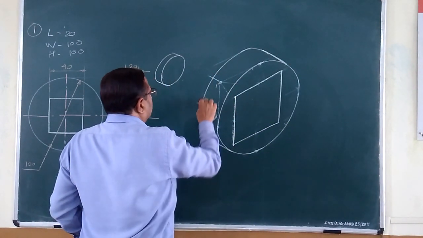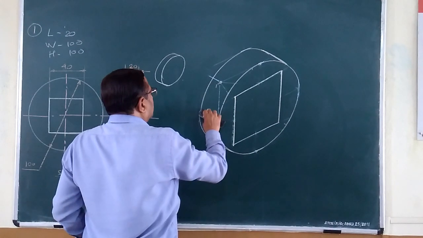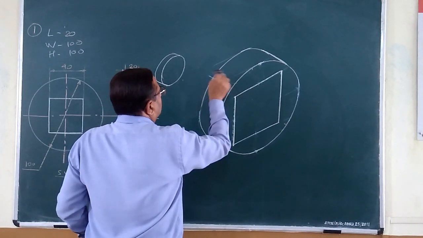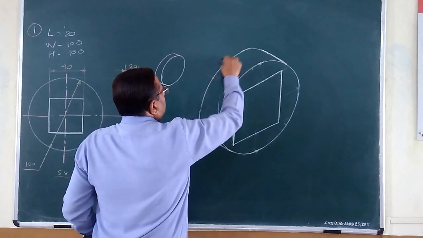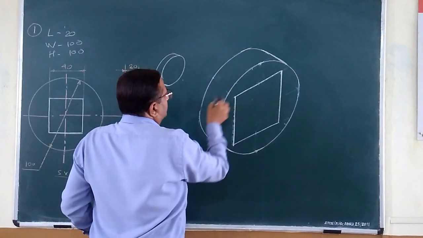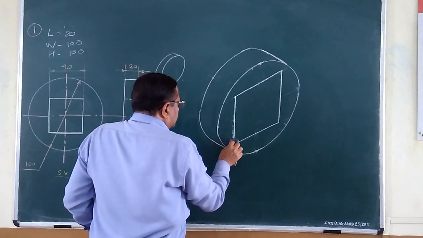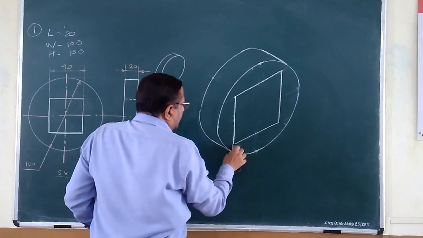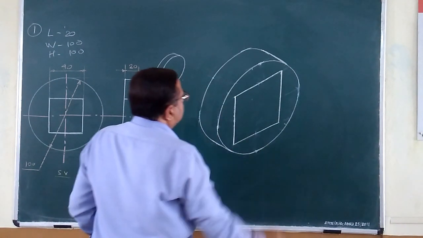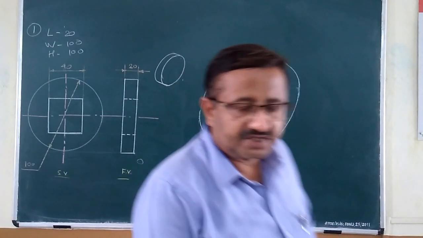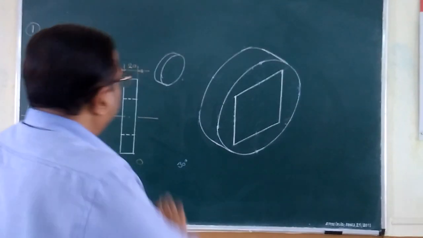We can retain faint construction lines or we can erase them. No problem. It is up to you. You can remove the lines, or you can retain faint construction lines. Your entire construction, that is the solution, should be well highlighted. That you should take care of. So this plate along with the hole should be well highlighted.